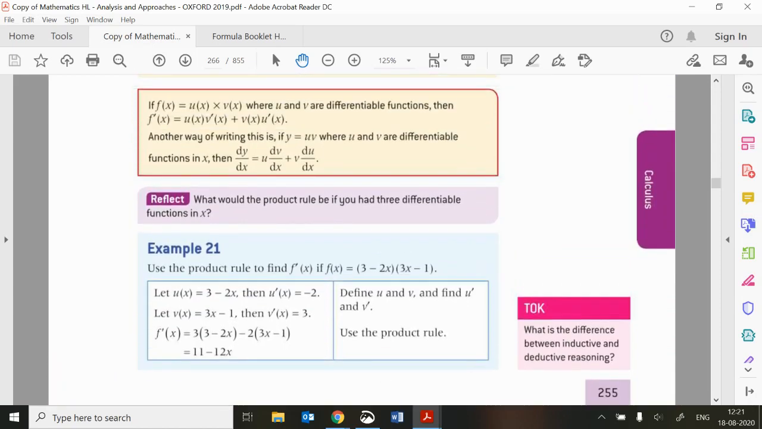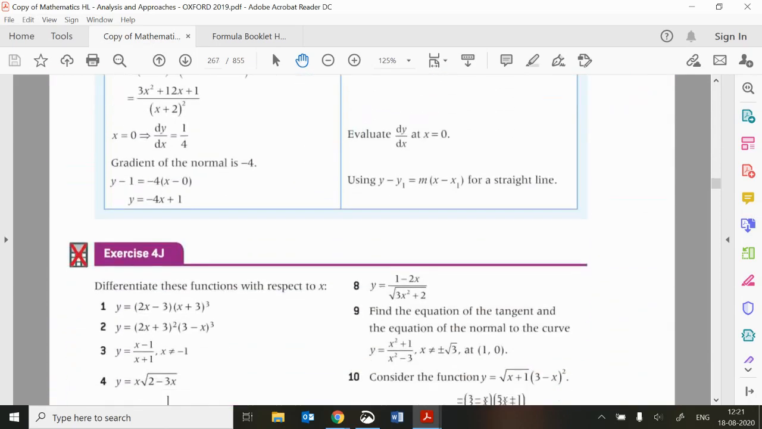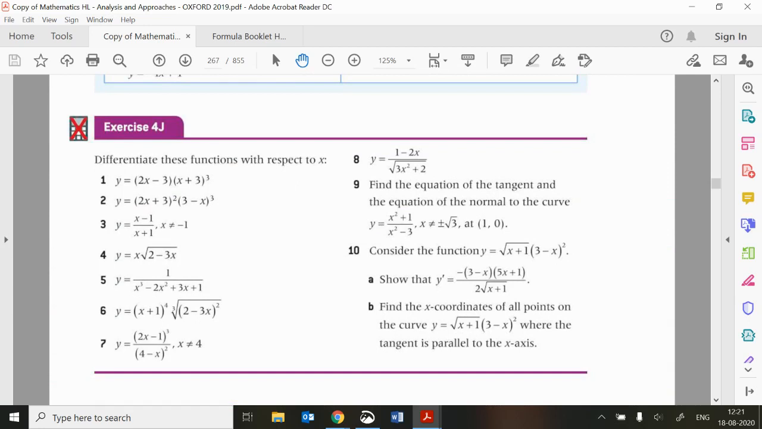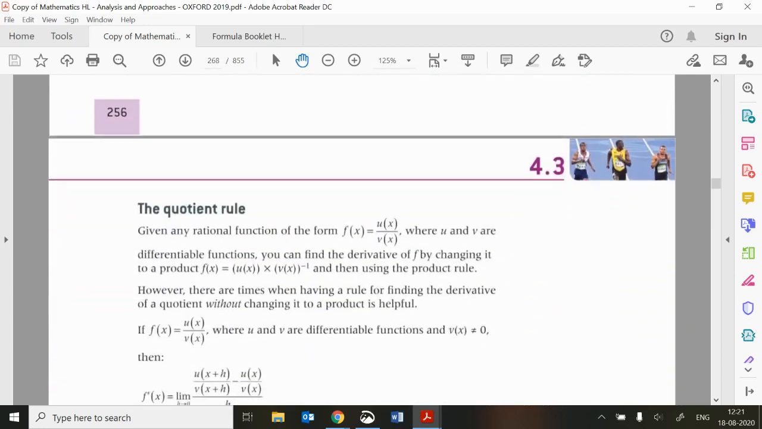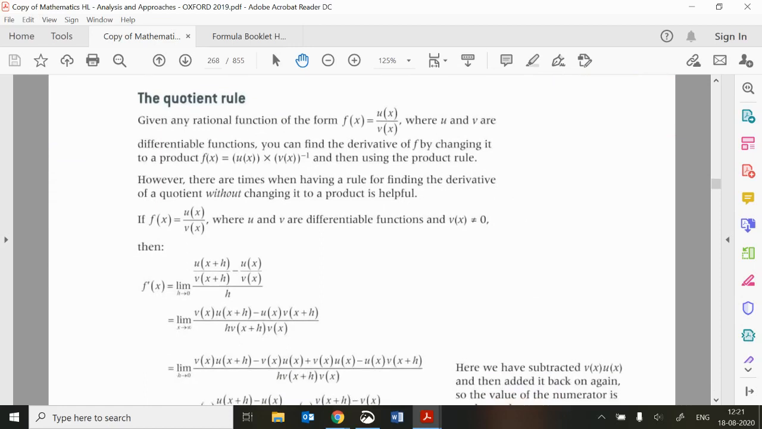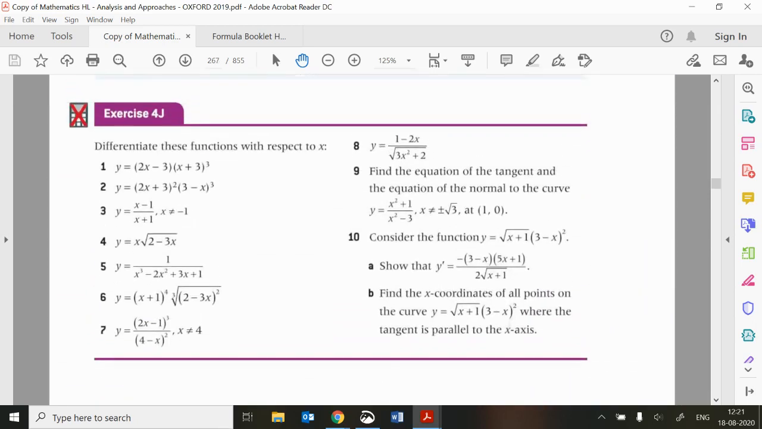You're going to have a go at the questions from 4J now. 10 questions there. And next time round, it is no doubt talking about the quotient rule. So quotient rule is going to be a division of two functions instead. But that's for next time.